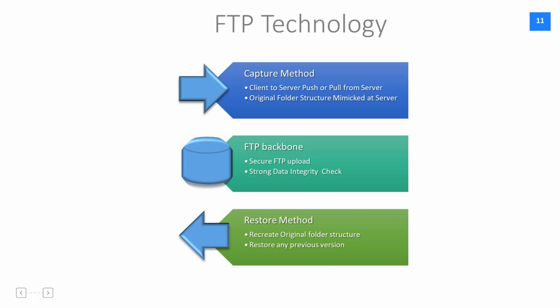At the same time, Logilab allows you to maintain your original instrument folder structure, which is being mimicked at the server. As I was telling earlier, FTP is the backbone where a secure FTP is used for storing all your data, and your data integrity is protected since it is a secure FTP server. Data can be restored at any point in time and can be recreated similar to your original folder structure. The restoration can be done for any previous version of data stored inside the server.